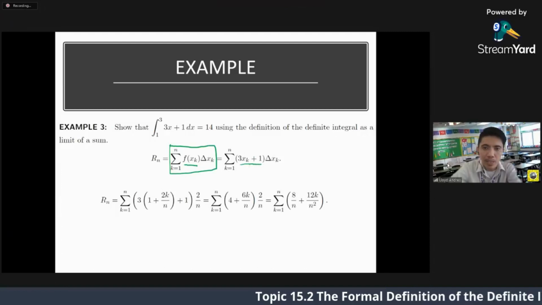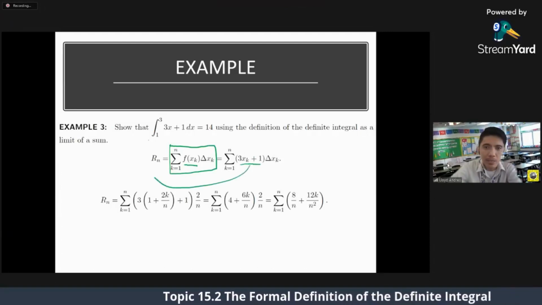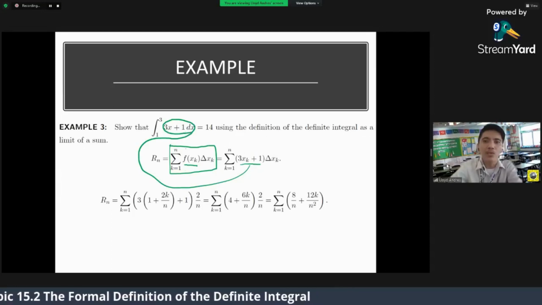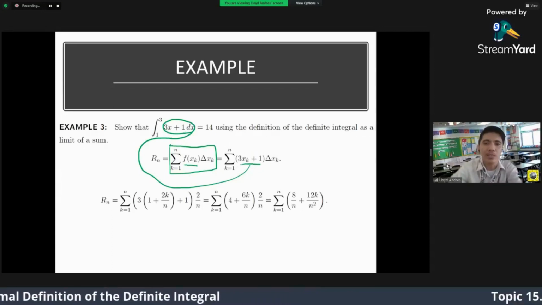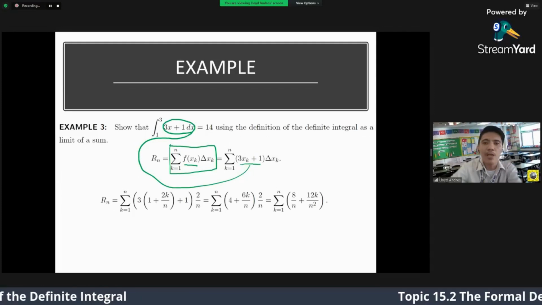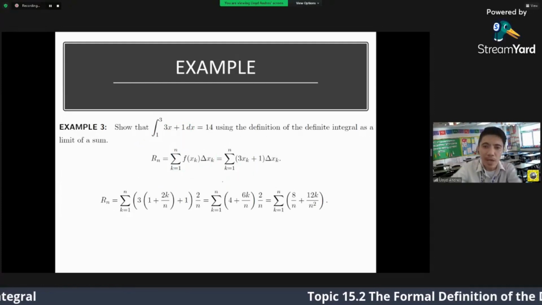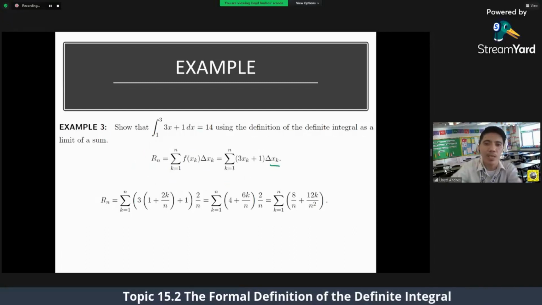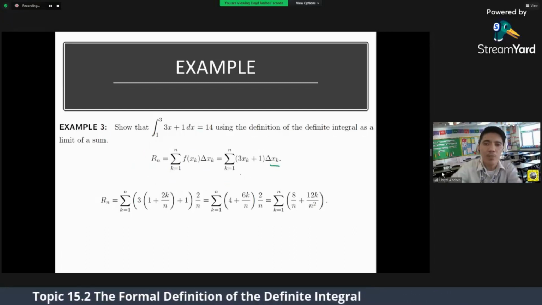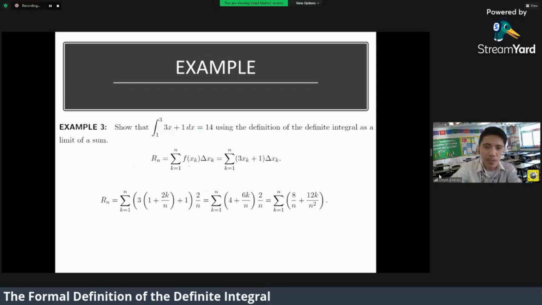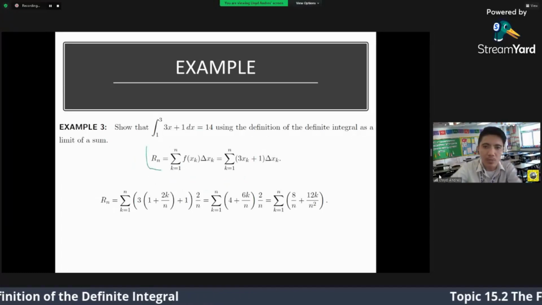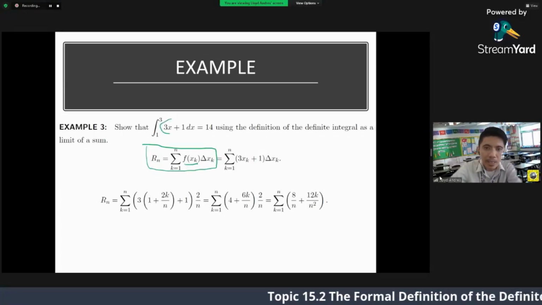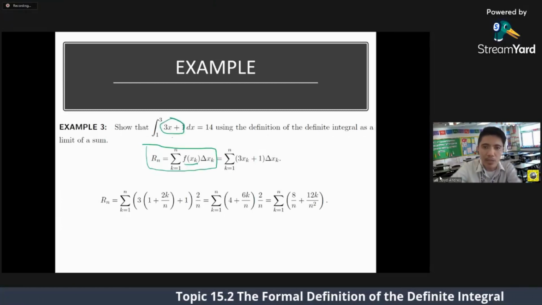Where does it come from? It comes from the given 3x plus 1. We just replace x with x sub k. So I hope you followed. After that, the delta x sub k, where k starts from 1 to n. Again, the first part of this equation, you replace it here. You just replace x with x sub k.